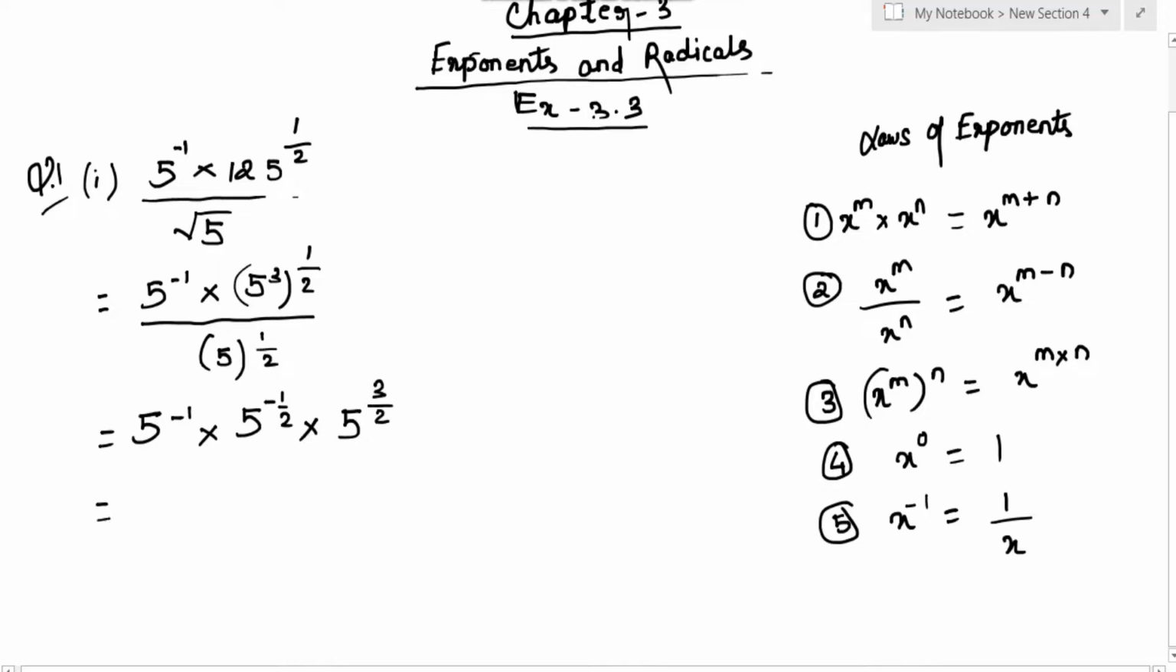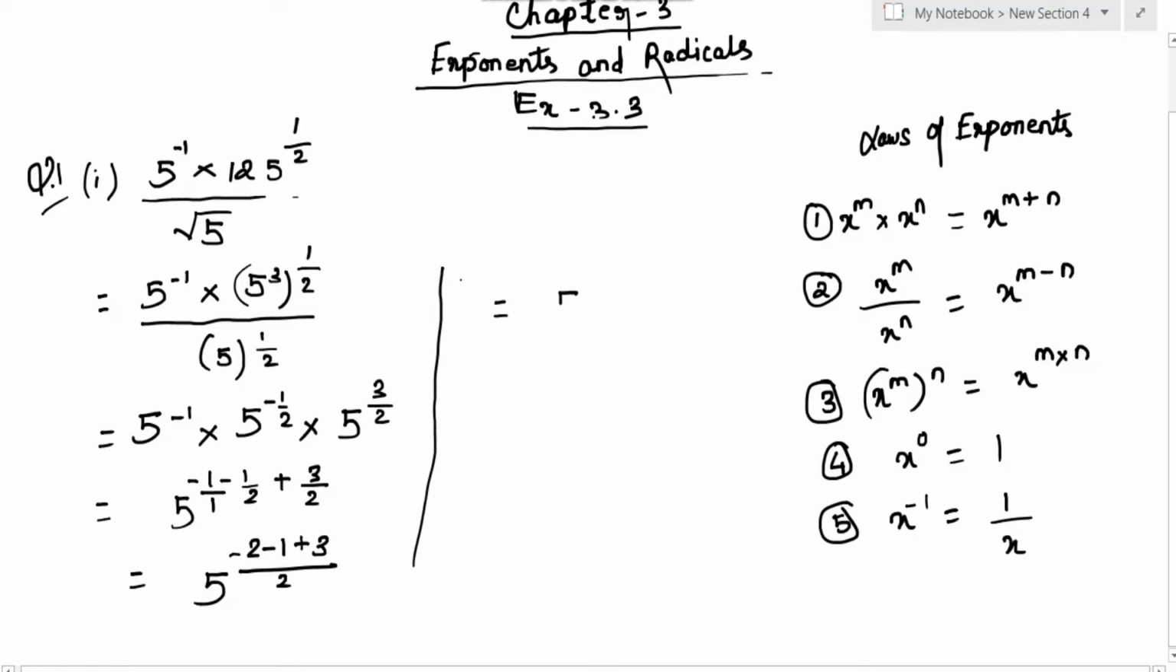Now we have the same base and different powers, so all the powers can be added. Minus 1, and here we have minus 1 by 2, and here we have plus 3 by 2. Here the denominator is 1. So 5 to the power, the LCM of 1 and 2 will be 2. So 1 2s are 2, 2 1s are 2, and again 2 1s are 2, but 3 1s are 3. Continuing, that is 5 to the power minus 2 minus 1 is minus 3, plus 3 upon 2. So this becomes 5 to the power 0 by 2. 5 to the power 0 is 1.